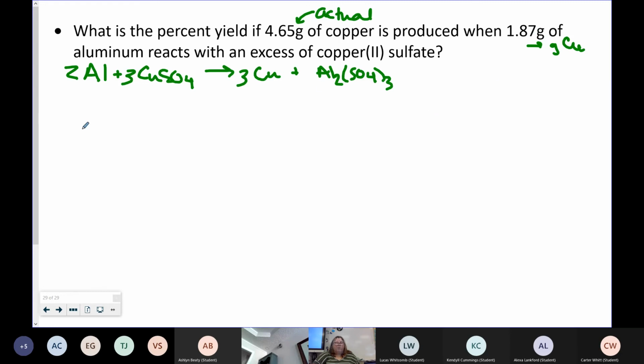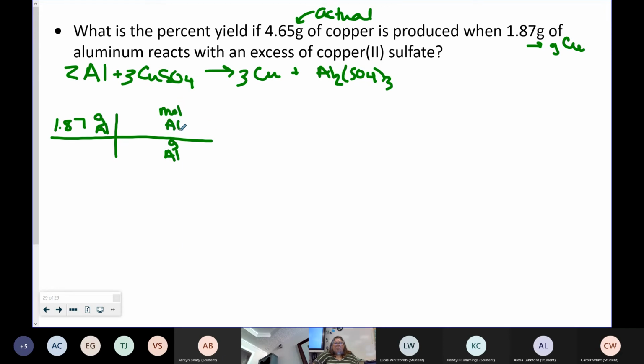So we're going to start with grams of aluminum. So the 1.87 grams of aluminum. And feel free to draw that little mole roadmap if it helps you. So our first step is always to change into moles. So we don't need grams of aluminum anymore. So where does it go in our next step? Yep, down at the bottom. And we can change into moles of aluminum.